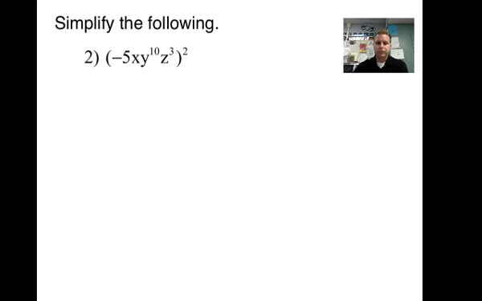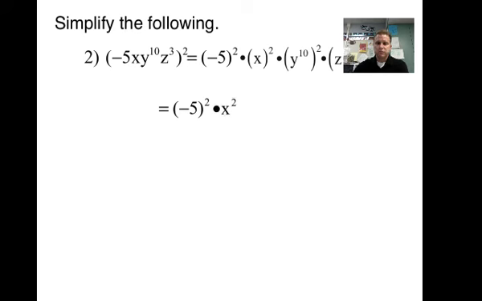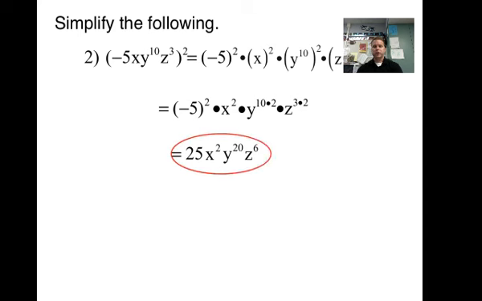Would you try this one? So I've got negative 5 to the second, x to the second, y to the 10th to the second, z to the third to the second. That x to the second, just leave that, and that's 10 times 2, 3 times 2. Again, I want you writing this out. You won't have to do it on your homework, but you will need to do it. I do want you to show your steps here. So I get 25, x squared, y to the 20th, z to the 6th. And that's your answer.